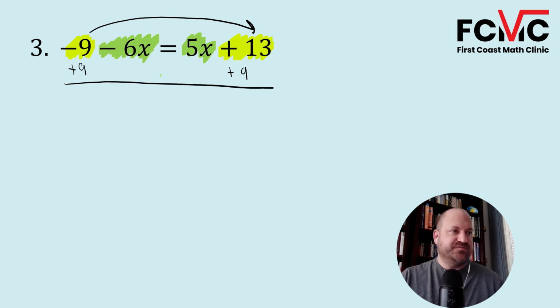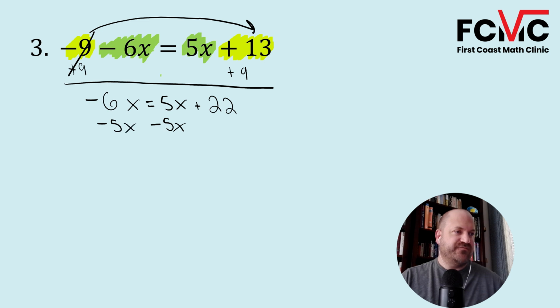Negative 9 plus positive 9 cancels out. So I get negative 6 equals 5x plus 22. Now, to combine our x's, we have to move the 5x to the left to get the x's by themselves. So 5x is positive. Let's undo adding 5x and subtract 5x. Subtract 5x. 5x minus 5x cancels out.